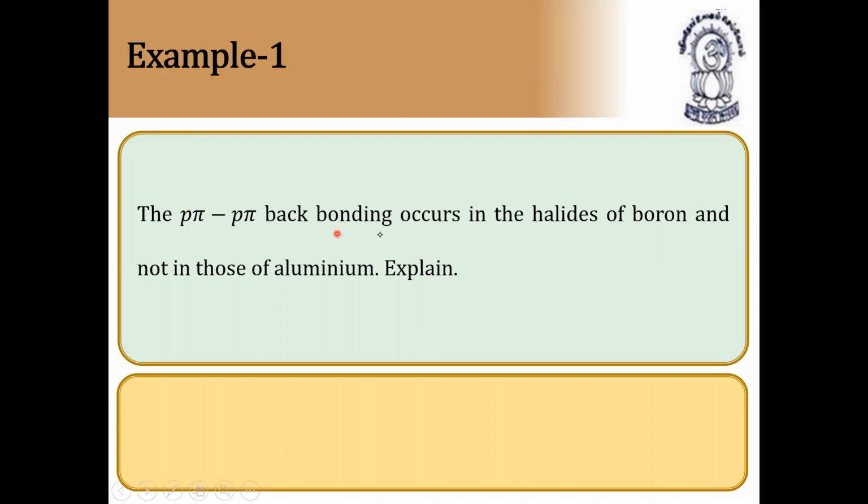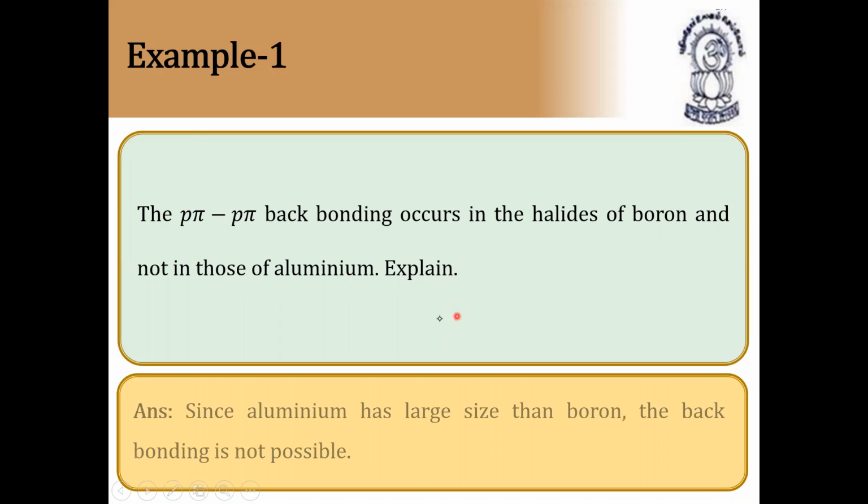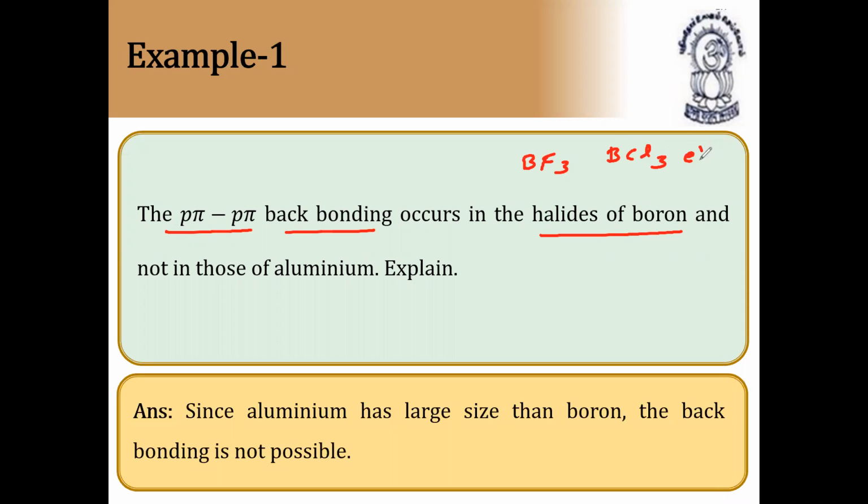The p-pi back bonding occurs in halides of boron and not in those of aluminum. Explain. Since aluminum has a larger size than boron, the back bonding is not possible. So p-pi back bonding occurs in the halides of boron, BCl3, BF3, etc. Aluminum has a larger size than boron, so the back bonding is not possible. What is this back bonding?